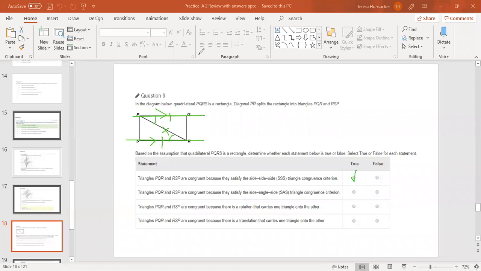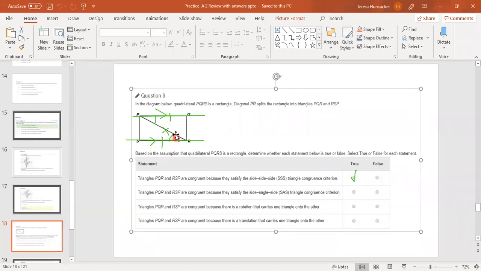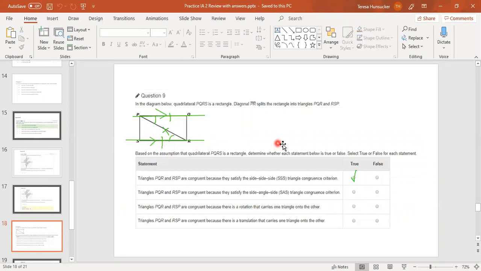So the triangles would be congruent by side, angle, side. That's the included angle because that's the angle that is formed by the marked sides. So the second statement would be true.